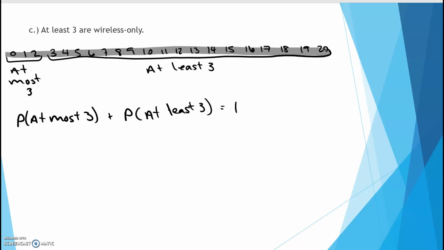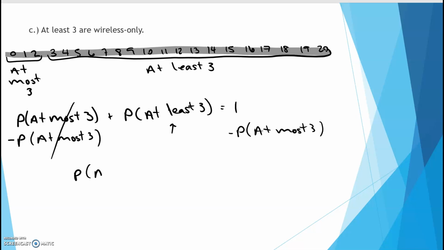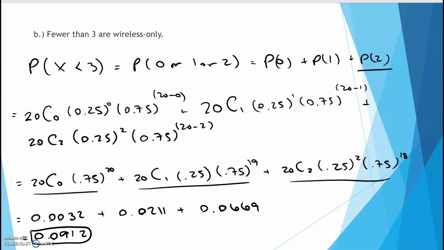Now what I'm trying to find is at least 3. So I'm going to subtract at most 3 from both sides. Okay, now at most 3 will cancel out, and I'm left with the probability of at least 3 is equal to 1 minus the probability of at most 3. Now we found the probability of at most 3, see right here, fewer than 3 or at most 3. See, you've got the 0, the 1, or the 2.